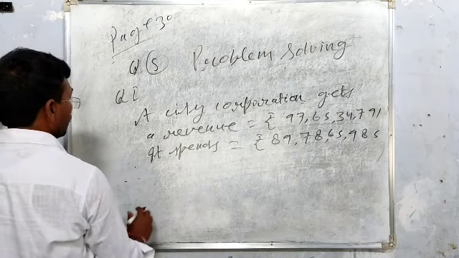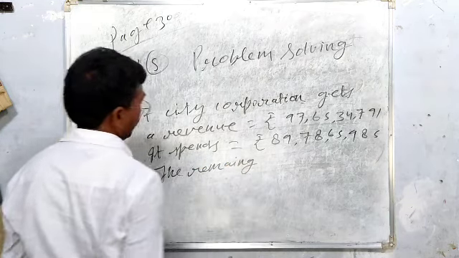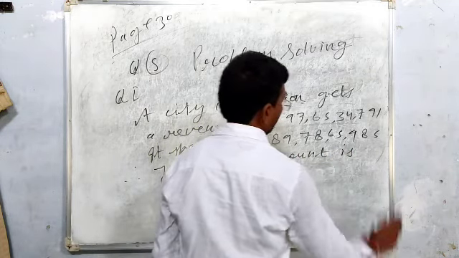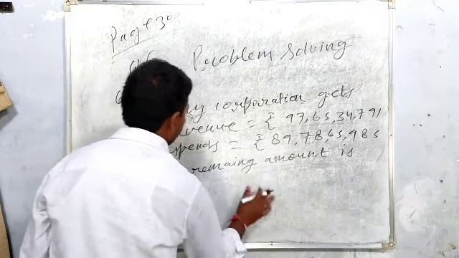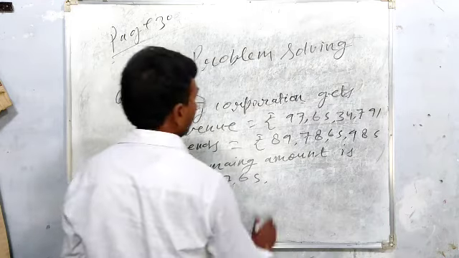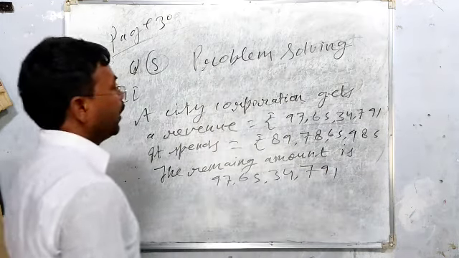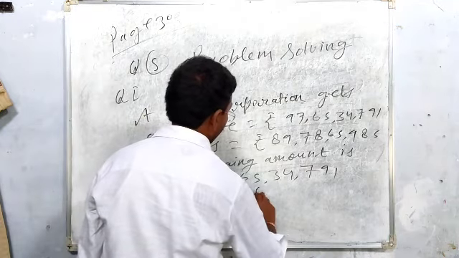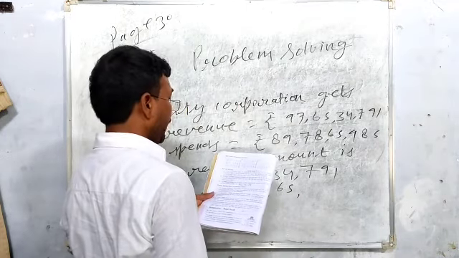Hence the remaining amount is, you can subtract: first 97 crore 65 lakh 34,791 minus 89 crore 78 lakh 65,985.